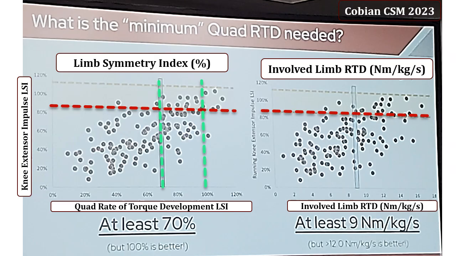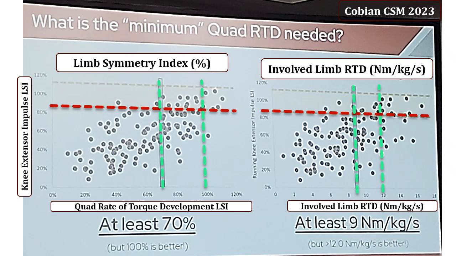So they've normalized it now to the body weight of the individual. You would want at least 9 millimeters per kilogram per second. But if you have 12, that would be better, because a much larger percentage of the individuals would be above that 85 to 90% LSI for their running knee extensor impulse.